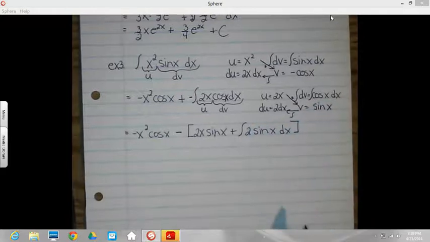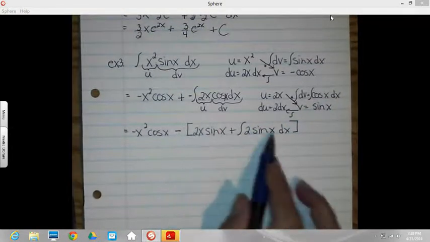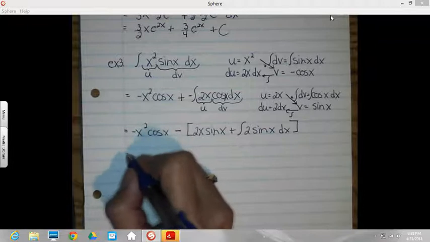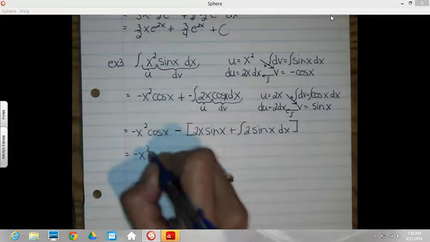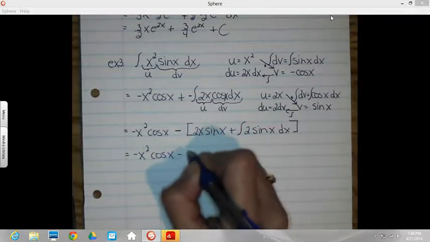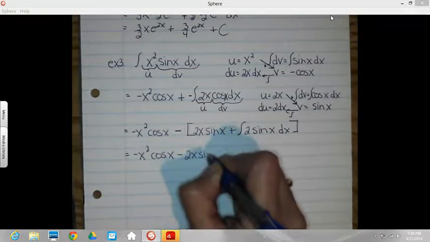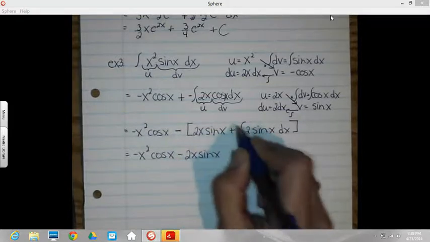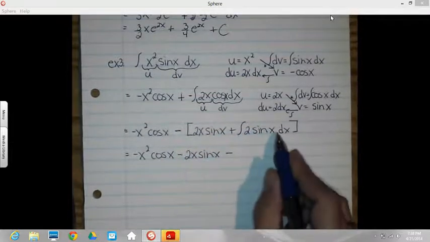So the only thing left to do is distribute my negative and integrate this term. So this should be it. Negative x squared cosine x, distributing in, minus 2x sine x, minus, here integrating, the 2 is going to carry along.